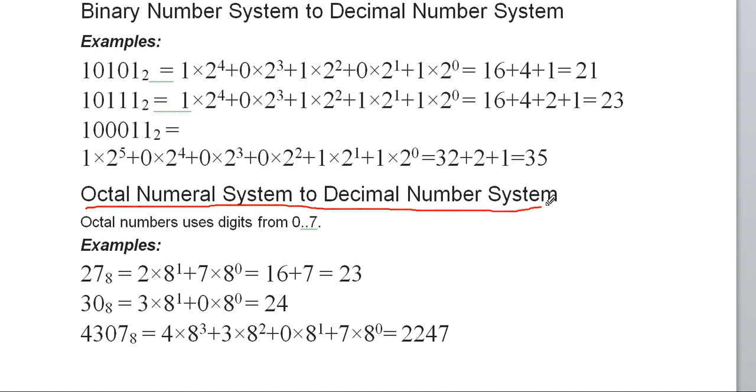will be converted to the decimal number system. How will the octal number system be converted to the decimal number system? You know that octal numbers use digits 0 to 7. So take the octal number 27. Its base is 8. Why is its base 8? Because it contains 8 digits.